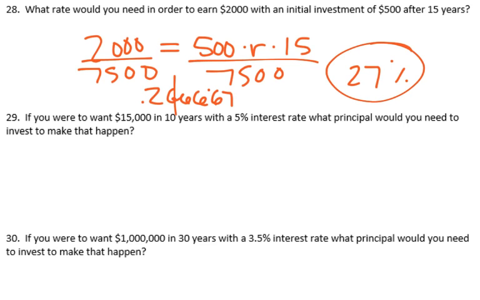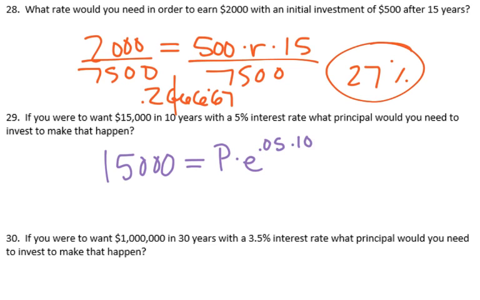Okay, 29. If you were to want 15,000 in 10 years with a 5% interest rate, what principal would you need to invest to make that happen? For this one, we want 15,000, and we want to know the principal. We're just going to assume it's compounded continuously, so P times e to the 0.05 times 10.